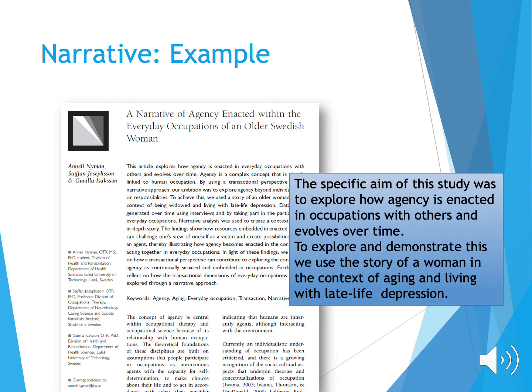As an example of a narrative study from the occupational therapy literature, I've highlighted the aim of the study and why narrative was selected, because the specific aim of the study was to explore how agency is enacted in occupations with others and how it evolves over time. And to explore and demonstrate this, they use the story of a woman in the context of aging and living with late life depression. So again, they're using the story to explore this research question.